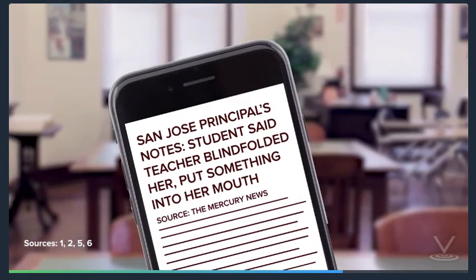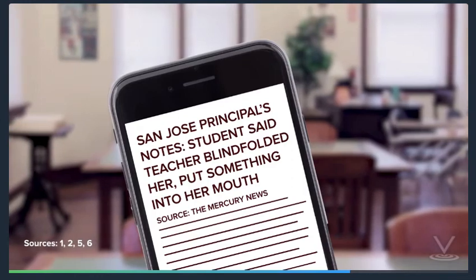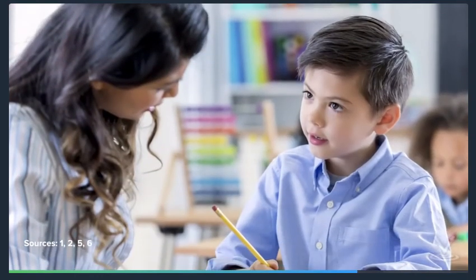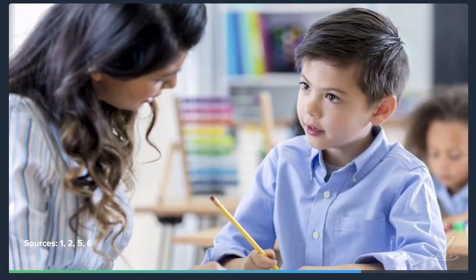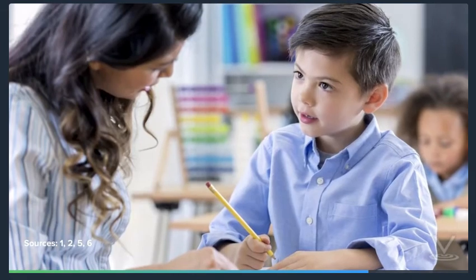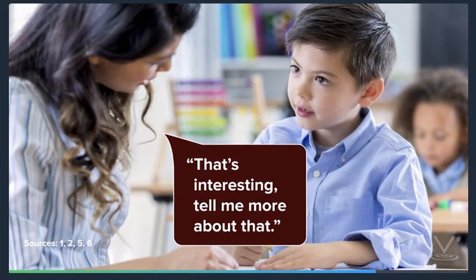Organized multi-abuser ritualistic abuse is much less common than single perpetrator abuse. However, just the mention of it can serve as a deterrent. So we recommend you include it in your boundaries and be sure not to disregard bizarre comments by kids. Instead, just follow up with a simple statement. That's interesting. Tell me more about that.